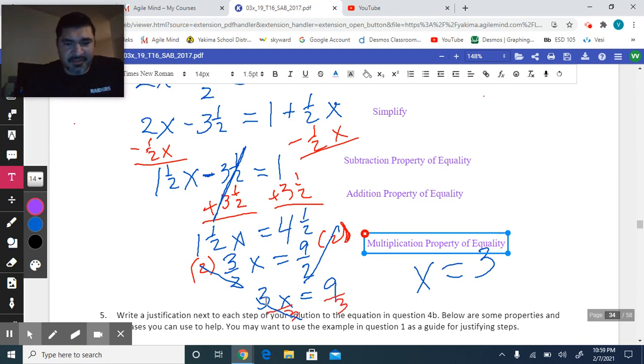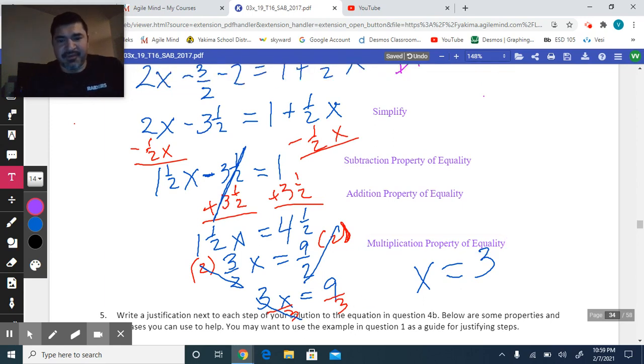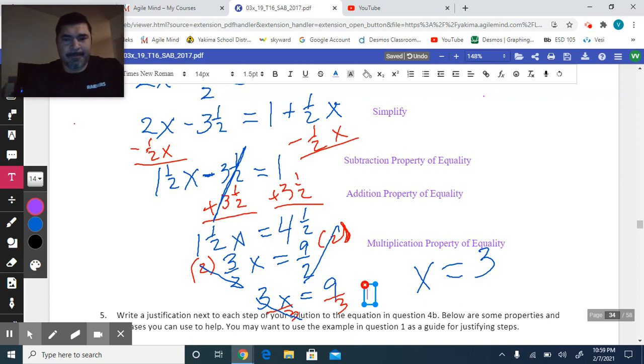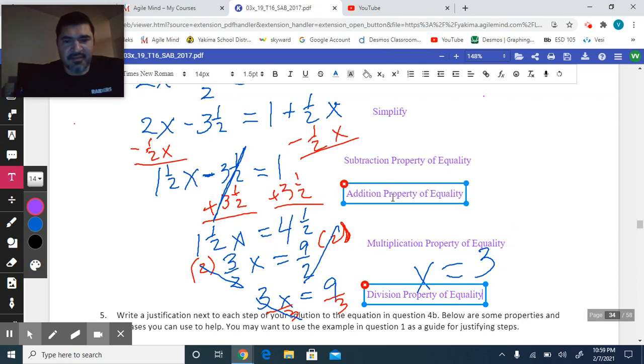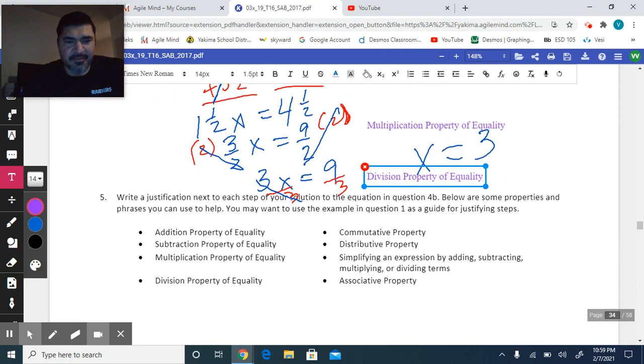Then my very last step here, what did I do to both sides? Okay, if you can see my work in red, what did I do? I divided by 3 on both sides. So what do you think that will be called? Go ahead and write that in. Okay, and we are done with that problem.